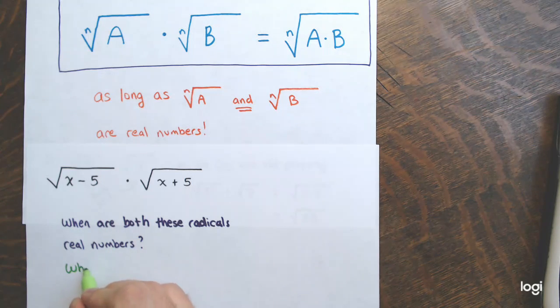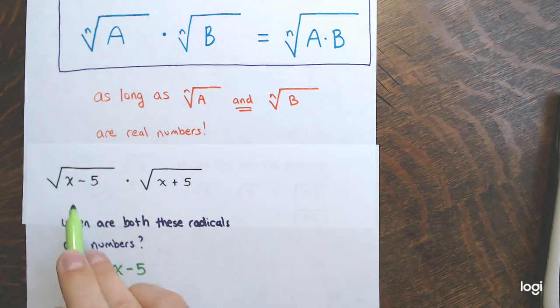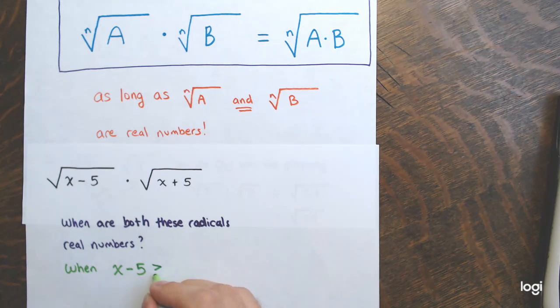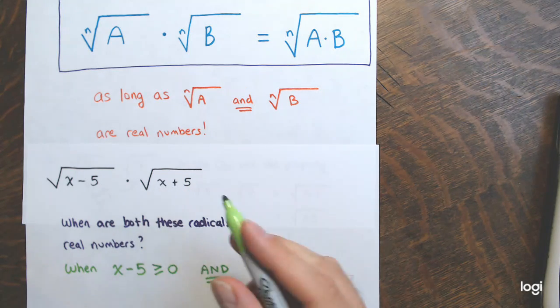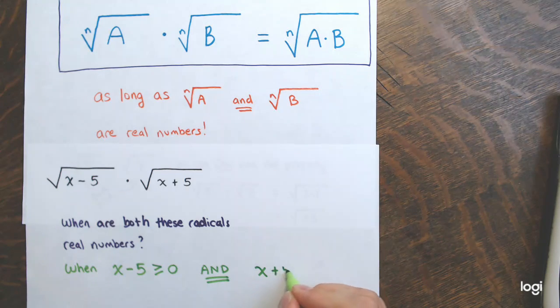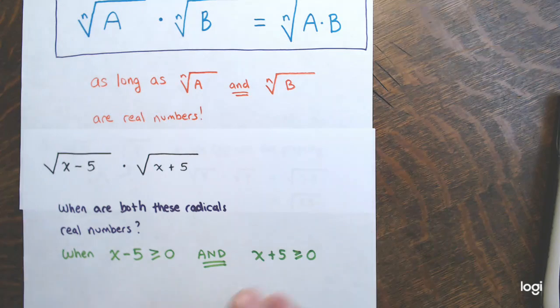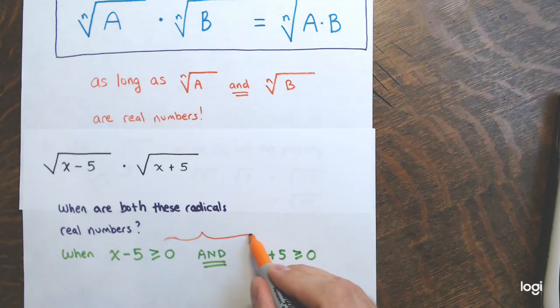The answer is when x minus 5, this radicand, is non-negative, so greater than or equal to 0. Right, that's what it means to be non-negative. And when x plus 5, the other radicand, because it's under an even root, is also non-negative, right? When x plus 5 is greater than or equal to 0. Now look at this. What we have here is one of those compound inequalities, right? This with the word and connecting.